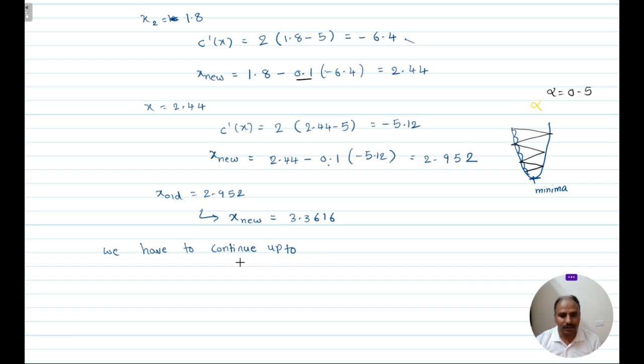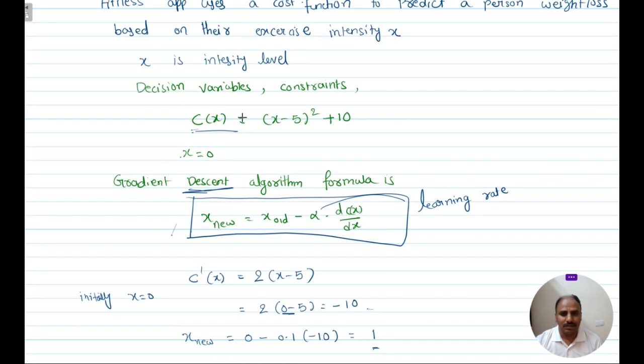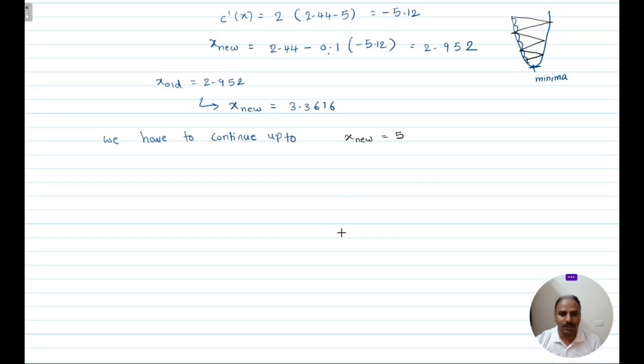So we have to continue up to this. Finally, after a certain number of iterations, you will get x new equal to 5. Why am I saying 5? See over here, this objective function will be minimized when I substitute x equal to 5, because c of x equals 5 minus 5 equal to 0, plus 10. So when x equals 5, we get the minimized cost function. Up to there, we have to continue the iterations.